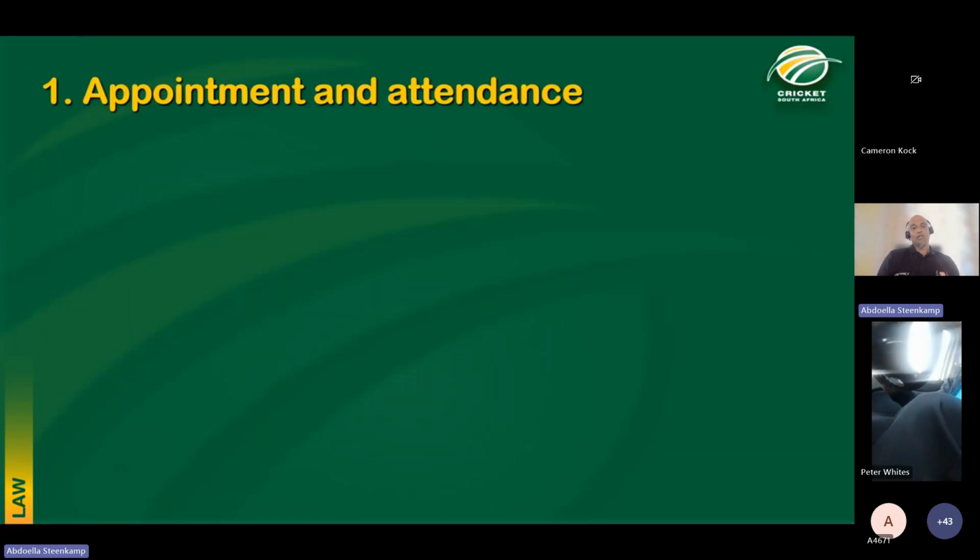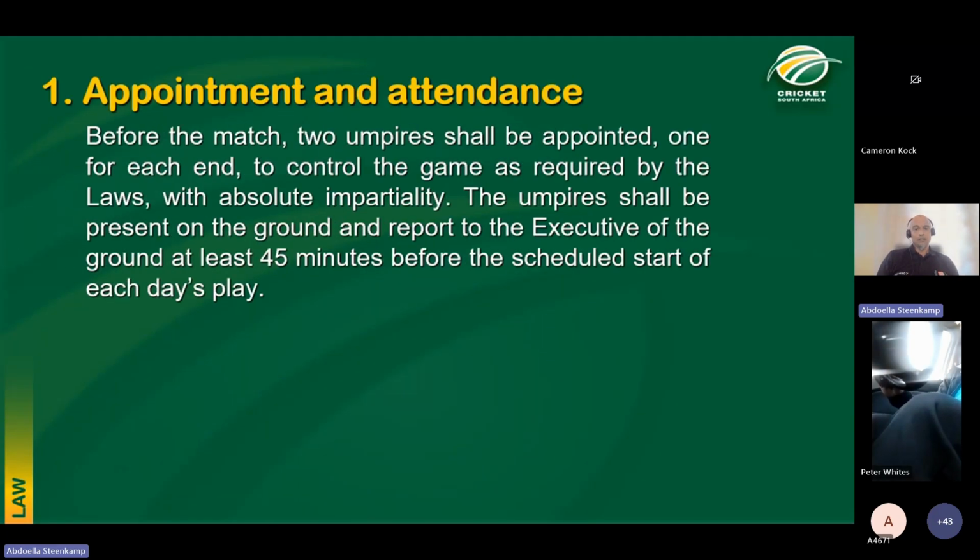When it comes to umpires, they need to be at the field according to law 45 minutes before play is about to start. Why 45 minutes? There are lots of duties that the umpires need to perform. We'll see in later laws, we'll cover some of those duties. So umpires, 45 minutes before play is about to start. So if play starts at 10 o'clock, by 9:15 latest, the umpires need to be there.